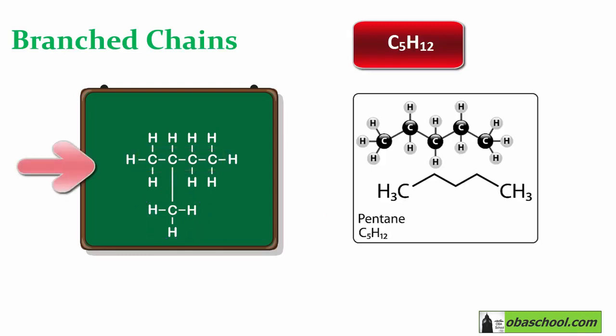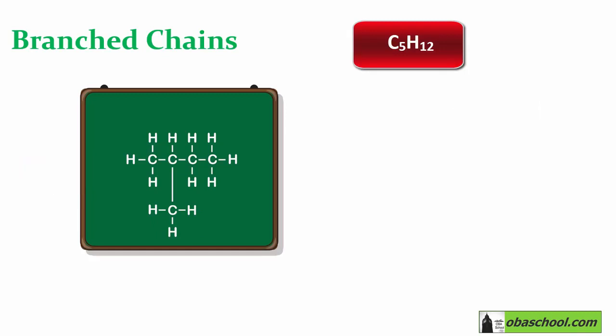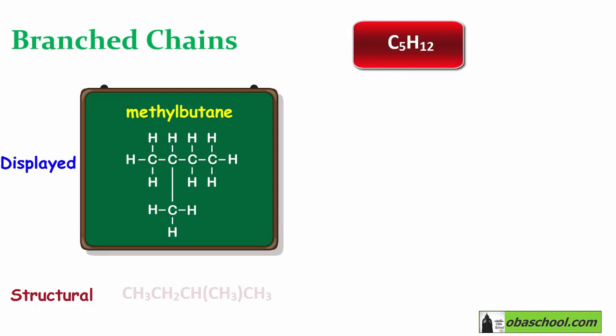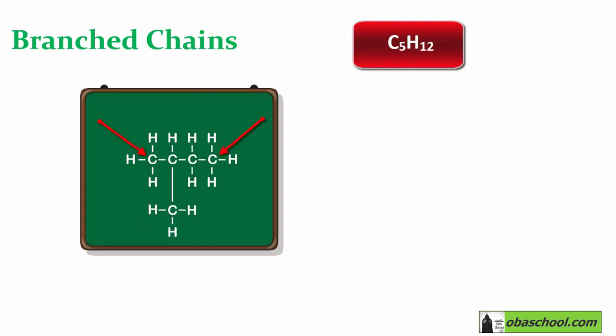So this is an isomer of pentane. This is the displayed formula of methylbutane. Its structural formula is CH3, CH2, CH. We will open parenthesis CH3 because this is a branch, and remember that branches or side chains will be included in parenthesis CH3. So notice here that the end carbon atoms are bonded to 3 hydrogen atoms and 1 carbon atom only, as in the case of unbranched chains.